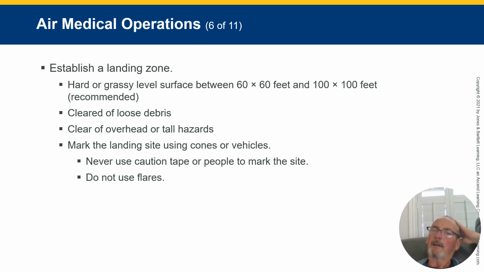Because when that helicopter comes in, he's pushing about 130 to 140 mile an hour winds from those blades. So it's like being in a miniature tornado or hurricane. He's going to push a lot of debris. Mark the landing zone using cones or vehicles with their headlights pointed down towards the ground. Never use flares, because that's nothing more than a fire hazard. It's going to brush it off into the grass.